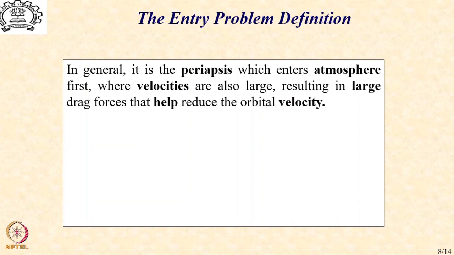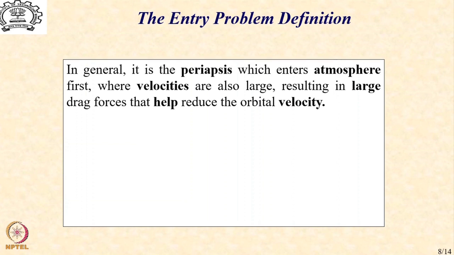Next, we will generally find that when a vehicle starts the entry into the Earth's atmosphere, the first point of contact with the orbit or the trajectory of that object is the point which is closest to the Earth's surface, which has a generic name called the periapsis. In the context of Earth, a more common terminology of perigee is used, but if we are talking about this problem in the context of another planet, then a general name of periapsis is used to define a point which is closest to the surface of that planet. So obviously, that is the point which will enter the atmosphere first.